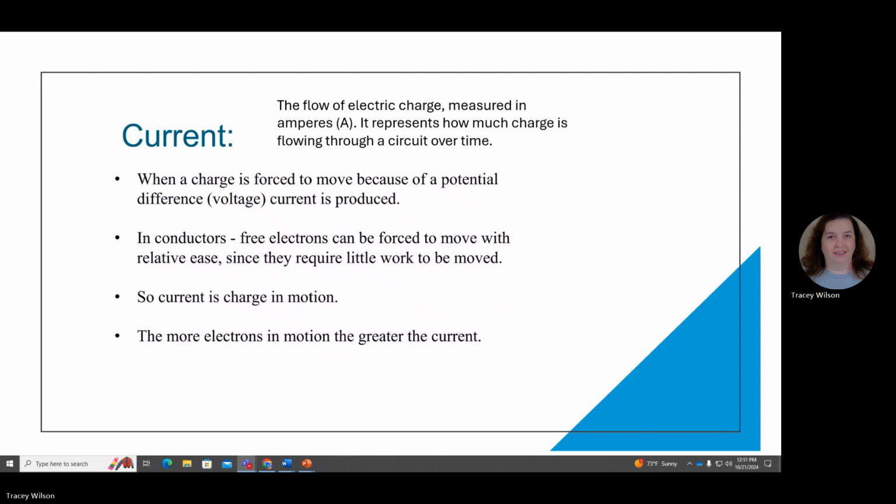Current is the flow of the electric charge. It's measured in amps or amperes. It represents how much charge is flowing in the circuit over time.